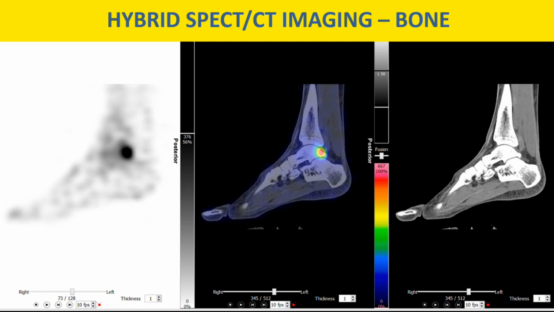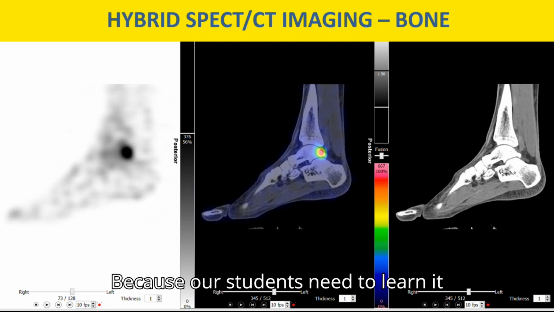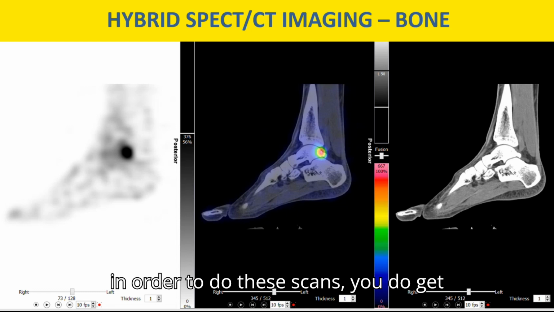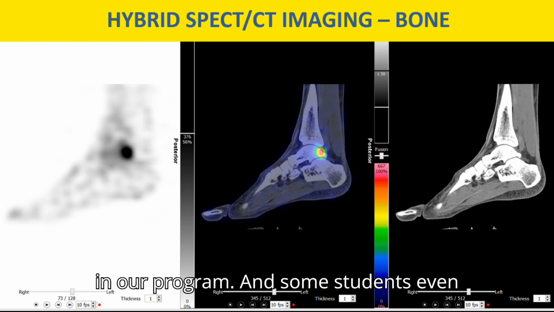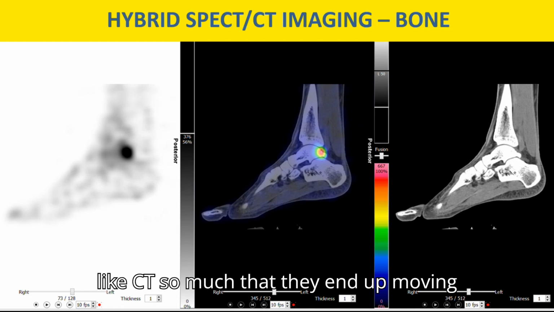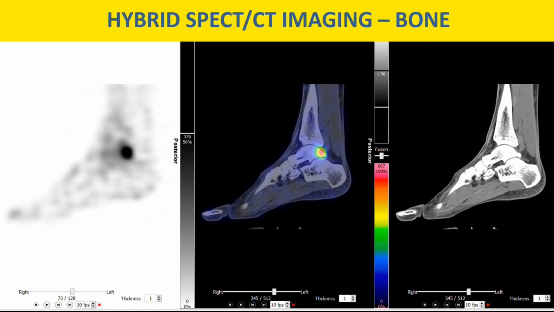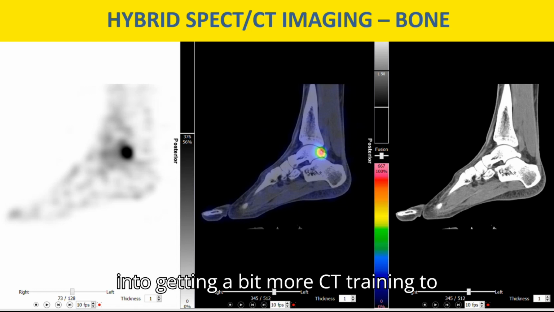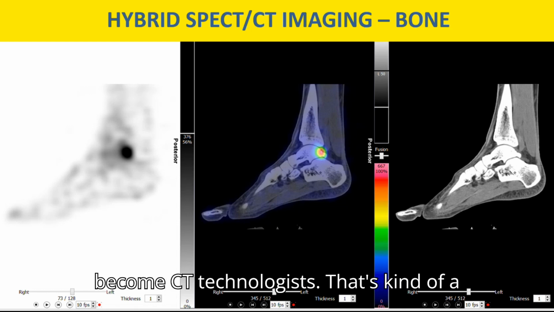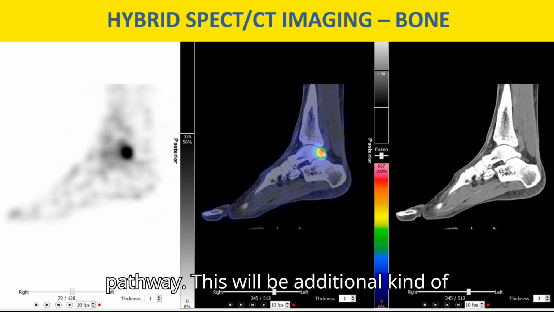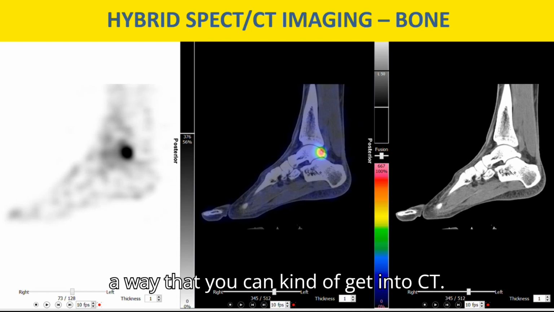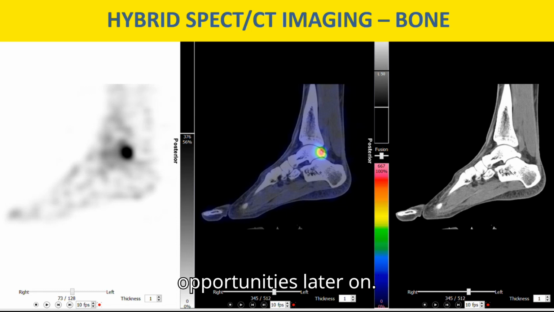Part of this hybrid imaging is that our students need to learn it in order to do these scans, so you do get some dedicated CT training while you're in our program. And some students even like CT so much that they end up moving on after they graduate from our program into getting a bit more CT training to become CT technologists. So if that's a pathway you're interested in, this will be an additional way that you can get into CT. And I'll talk more about those career opportunities later on.